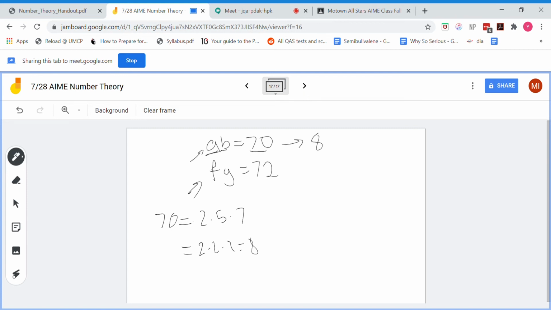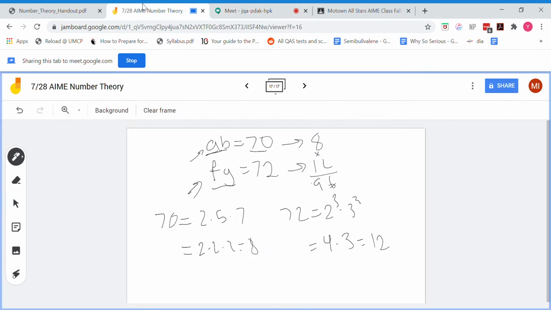So it's 8. And then F and G are the factors of 72, right? 72 equals 2 cubed times 3 squared. And so the number of factors is just 4 times 3, which is 12. And so this gives 12. And so the total number of possibilities is 8 times 12, which is 96. Right? So the answer to the first one is 96.